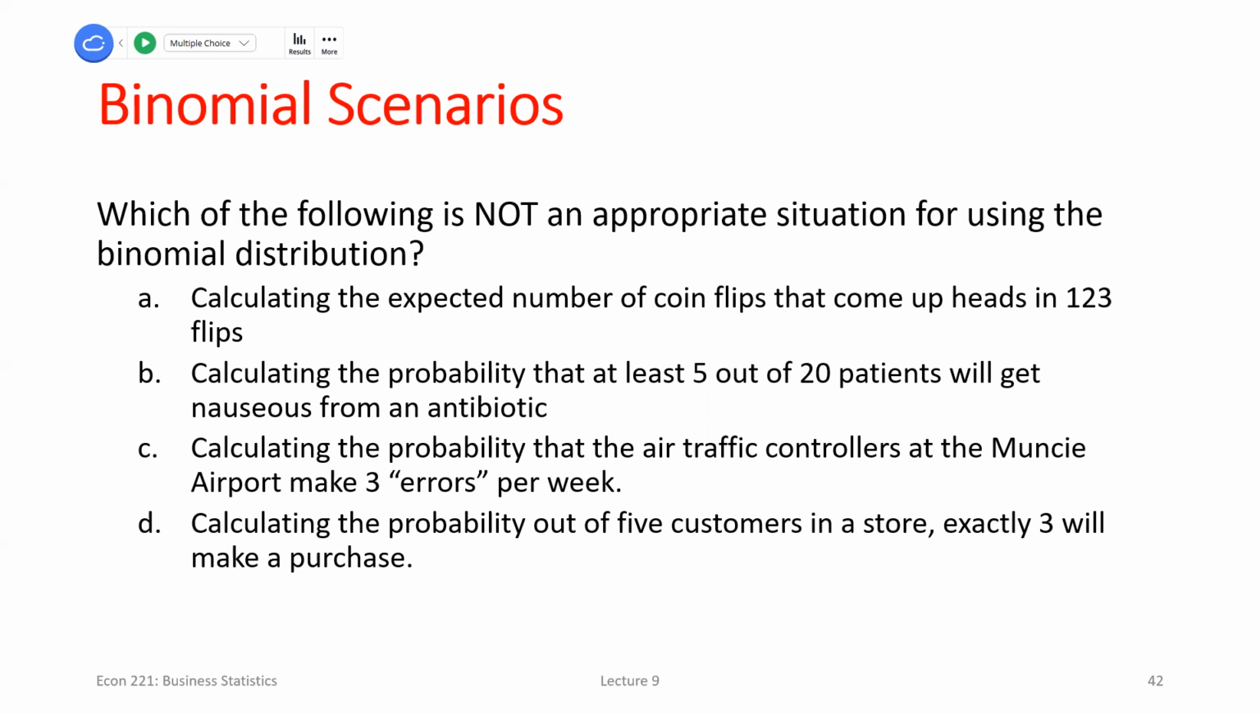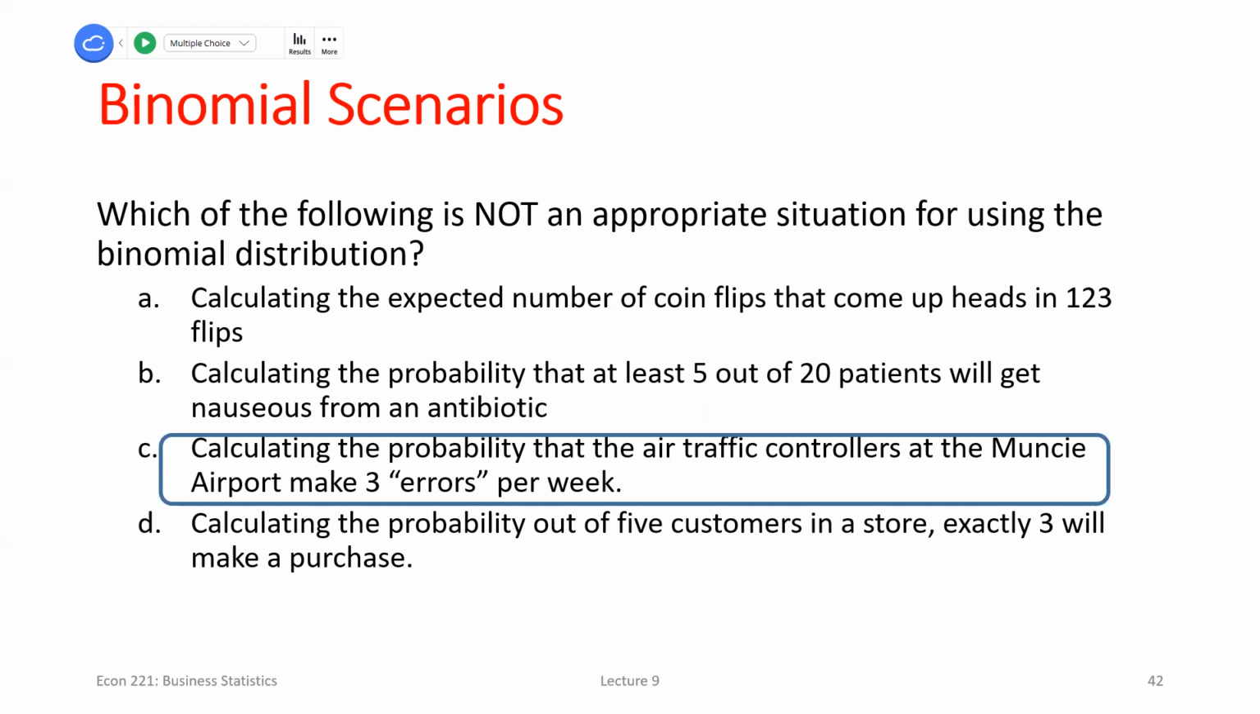The one that doesn't make sense is going to be C, and so we'll think about why. Let's say, what's the probability that at the Muncie Airport, the air traffic controllers make 3 errors per week, right? Well, I might know that on any one landing, the probability they make a mistake is some value. So I could maybe have this underlying probability of success. I'm interested in the probability they make 3 errors. Here it's kind of weird, but errors are my successes, right? But how many errors total? What would be the highest number of errors they could make?